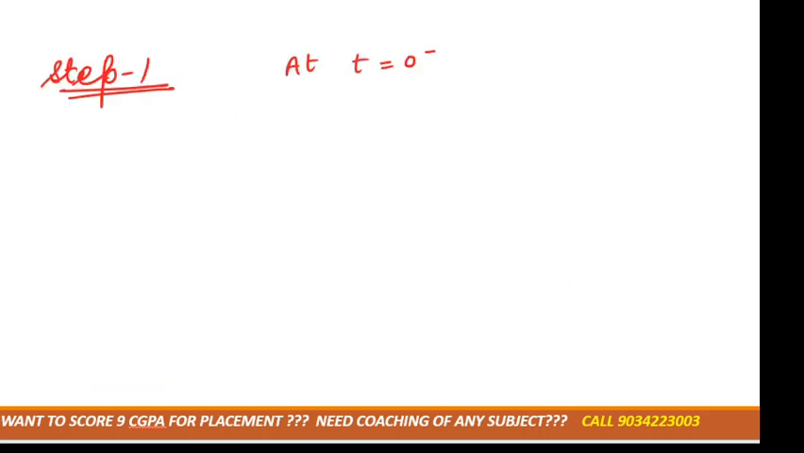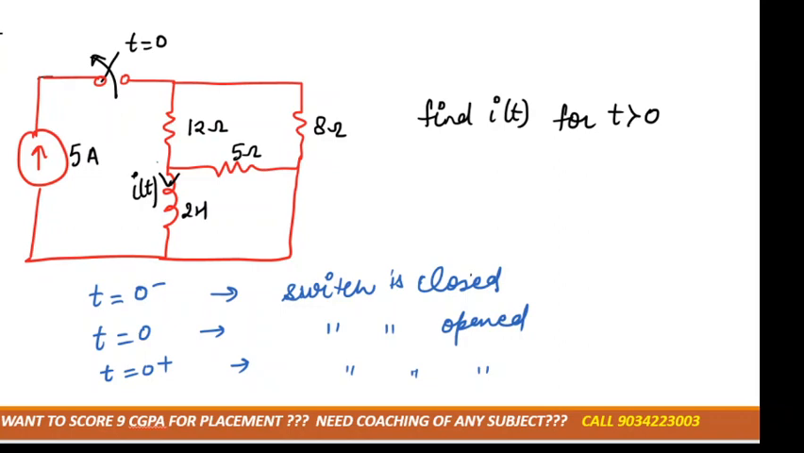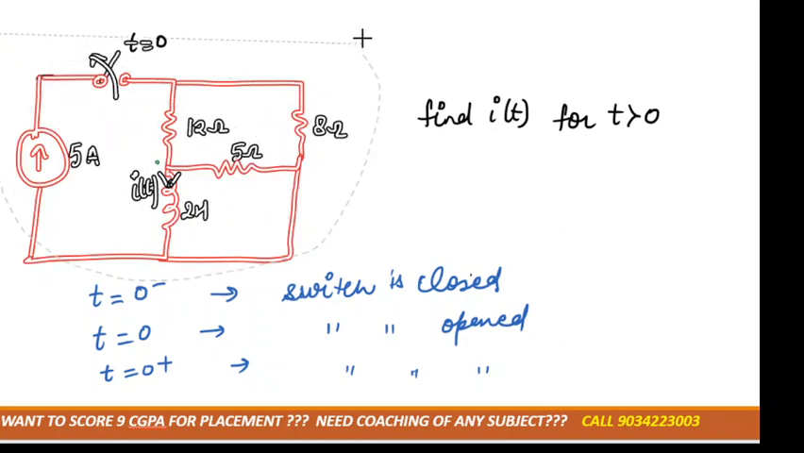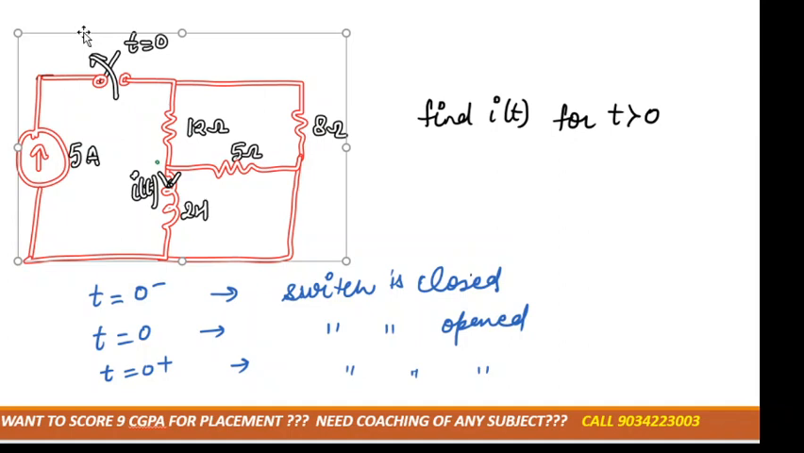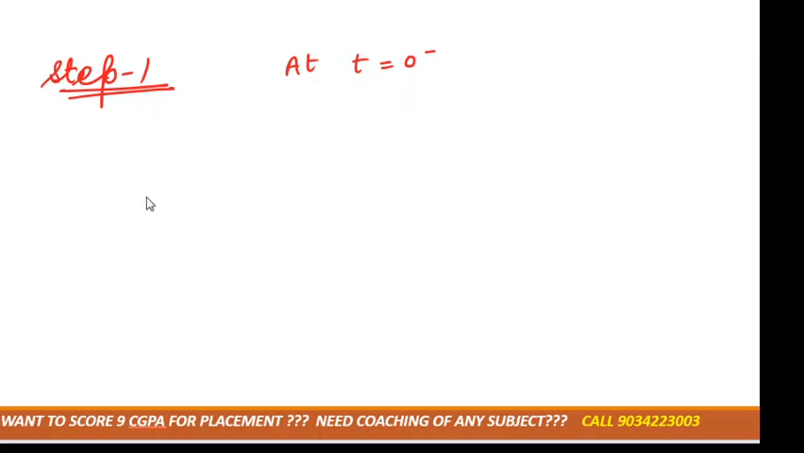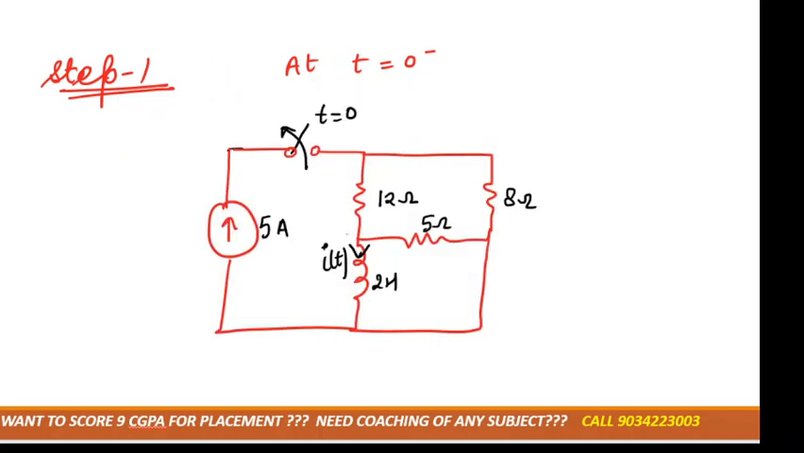So first we need to draw the condition for t equal to 0 minus, correct? At t equal to 0 minus the switch is closed, so we can draw the circuit, and for that we need to calculate the current across the inductor. Now suppose the switch is closed. For a long time current has been flowing through the inductor, so the inductor will behave as a short circuit, right?